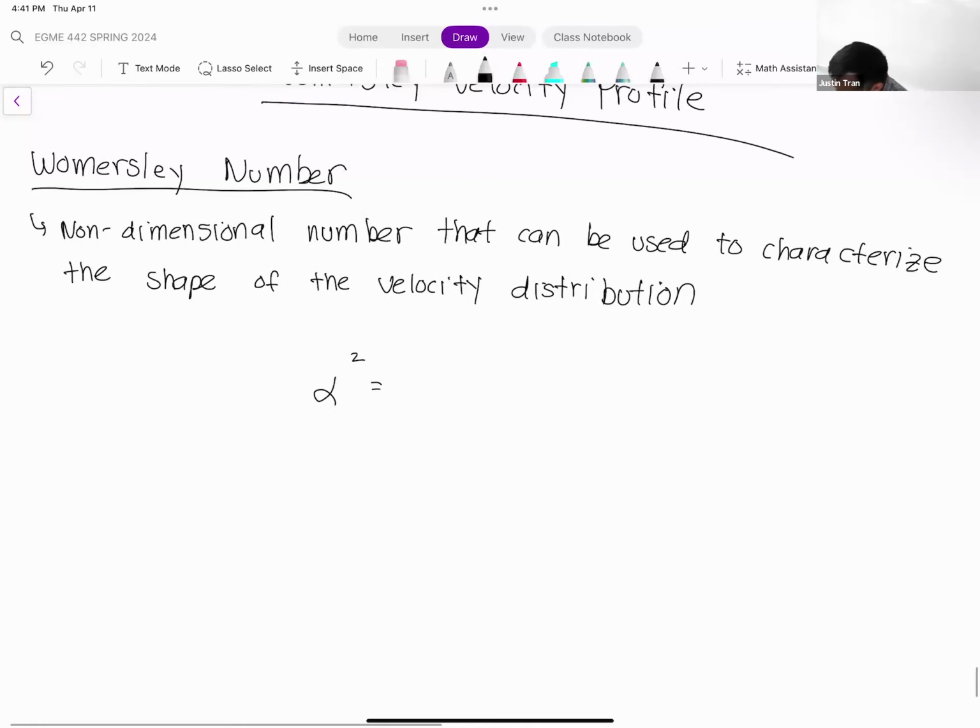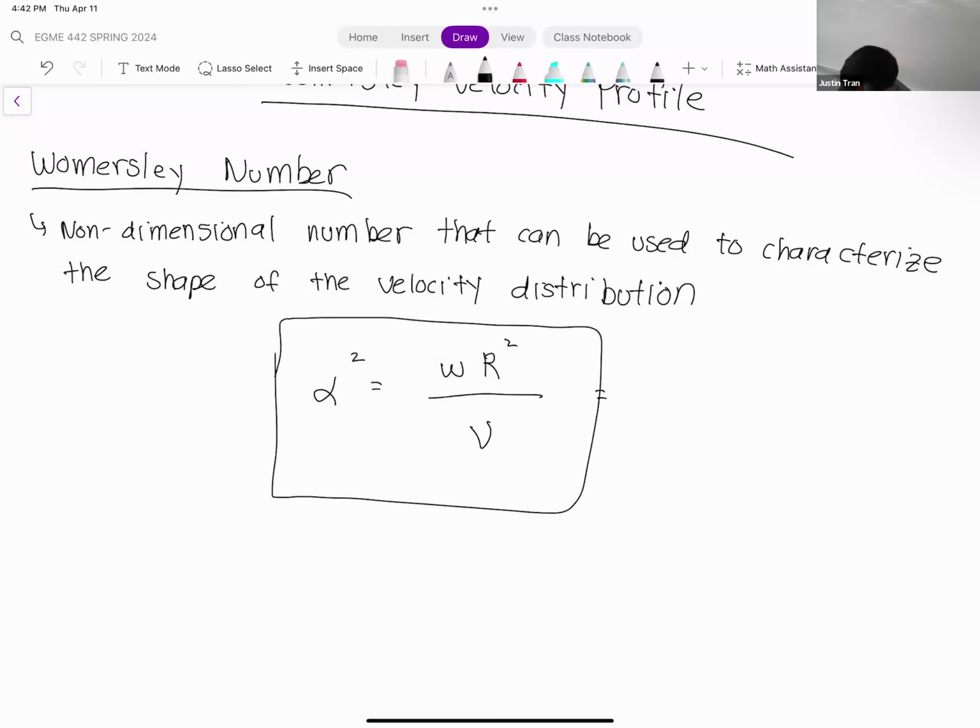It's usually defined as the Womersley number squared. Okay. So it's given the symbol alpha. And it's defined as the frequency multiplied by the radius of the vessel squared divided by the viscosity. And just like all non-dimensional numbers, it's always a ratio of something. And so the ratio defined by the Womersley number is, on top, what's called transient inertial effects. And on the bottom there, we have viscous effects.